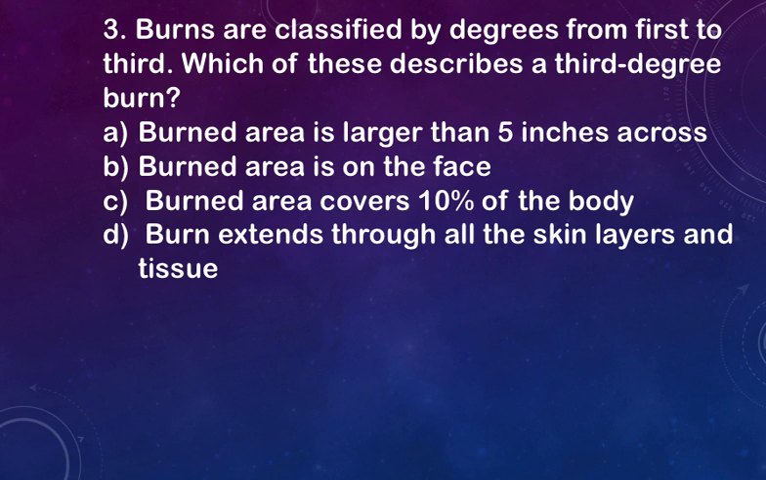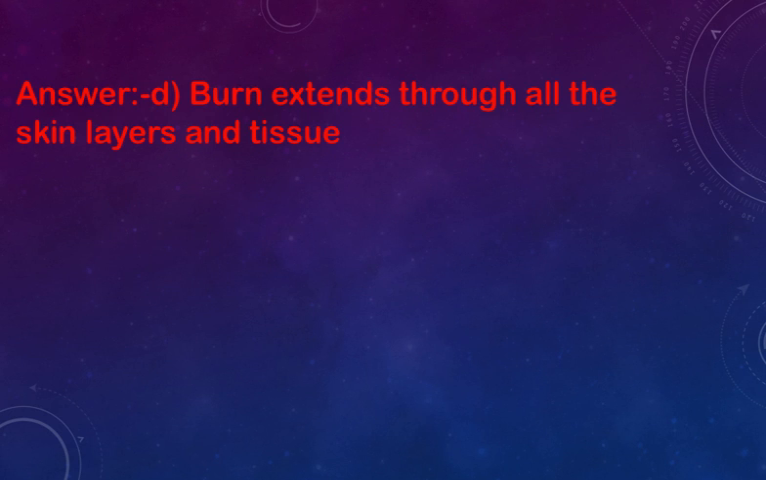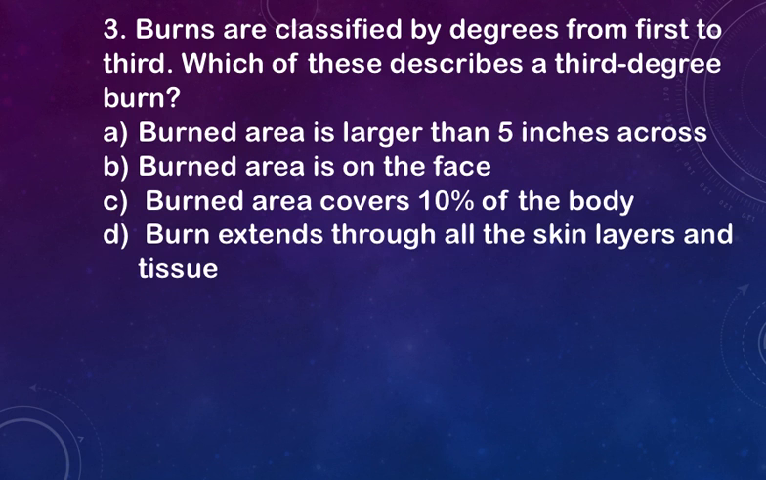Next question, question number 3. Burns are classified by degrees from first to third. Which of these describes a third degree burn? There are four options. A. Burn area is larger than 5 inch across. B. Burn area is on the face. C. Burn area covers 10% of the body. And D. Burn extends through all the skin layers and tissue. Right answer is D. Burn extends through all the skin layers and tissue. So the third degree burn extends through all the skin layers and tissue.